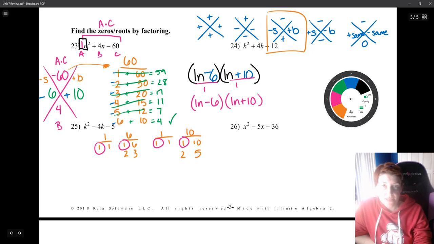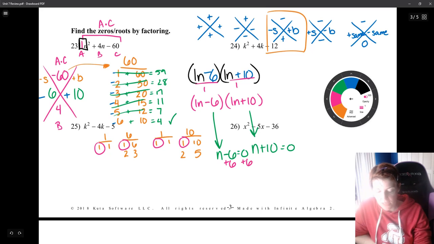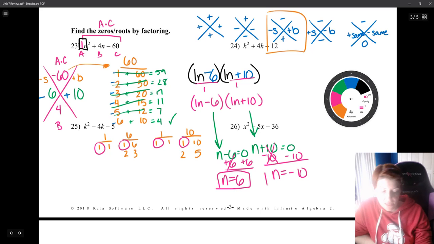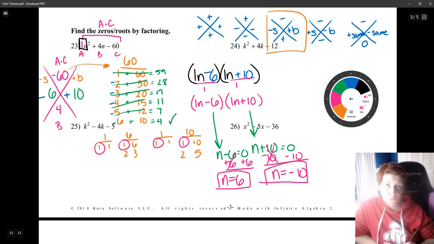And for your last step, you're going to take each one of these. So n minus 6, 1n is the same as n, and n plus 10. And you're going to set them equal to 0 and solve for your variable. So I'm going to add 6 to both sides. I get n equals 6. I subtract 10 from both sides. I get n equals negative 10. And we're done.